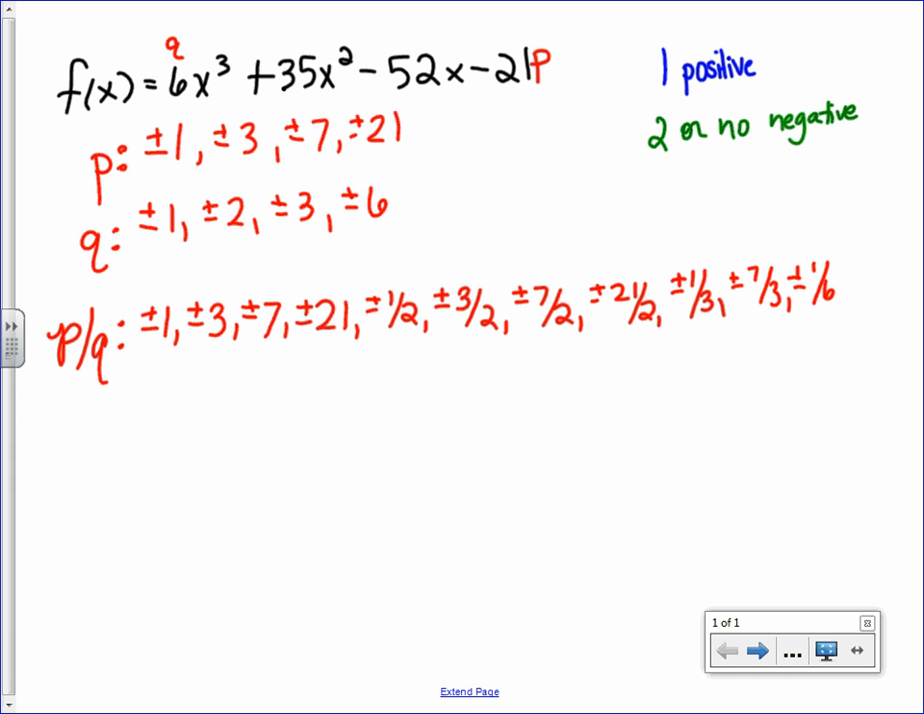1/6, 3/6 is up there, 7/6 is not. 21 over 6 is 7 over 2, and it's up there. So we got it. Which is good, because I'm out of room. So that's good that we've got them all.